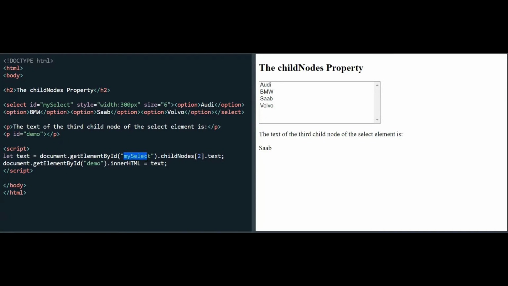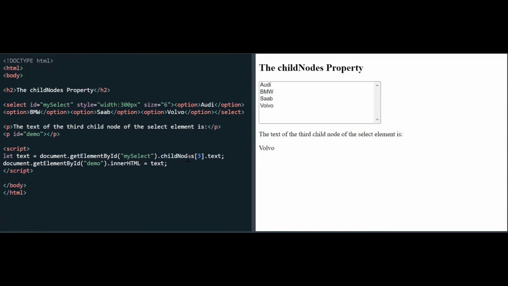I have given the ID over here, which we have already seen. Then I said dot childNodes, and I have given 2 over here. Audi will be at 0, BMW will be at 1, and Saab will be at 2. So when I said child node 2, it is printing Saab. If I change the child node to 3, then Volvo will print for me here on the screen. This is the purpose of the child nodes.